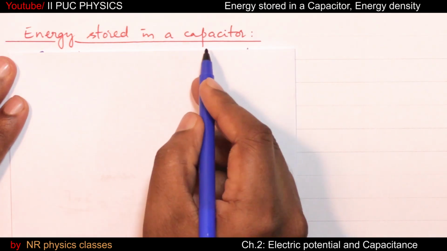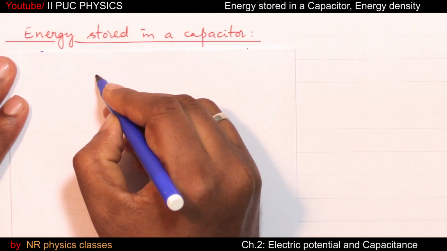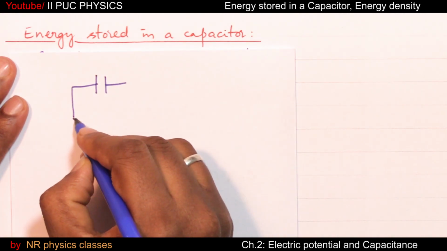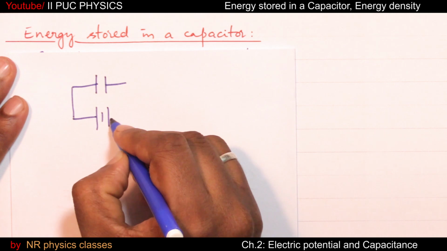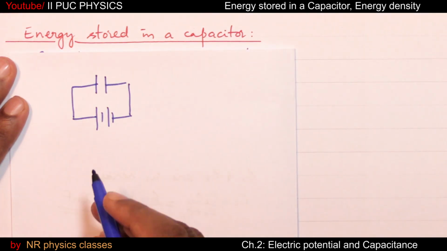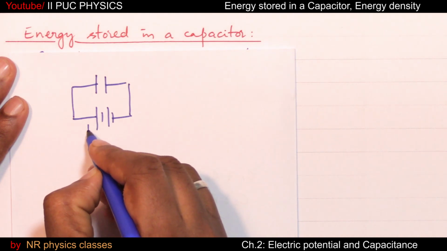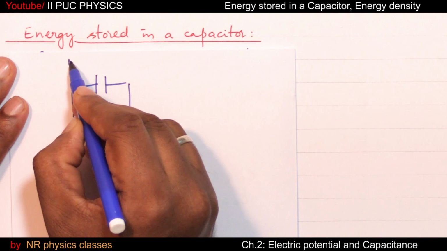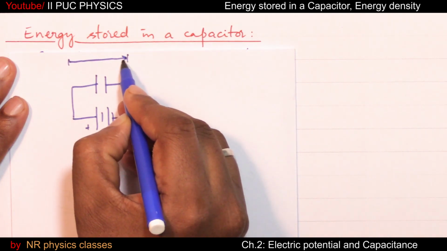Energy stored in a capacitor. This is a capacitor connected across a battery. This is the positive terminal and the negative terminal. Let V be the potential difference across the capacitor.